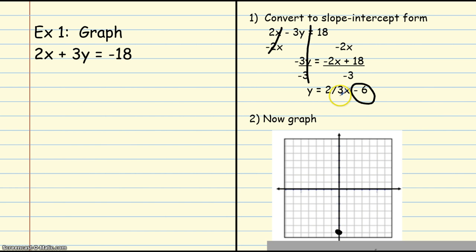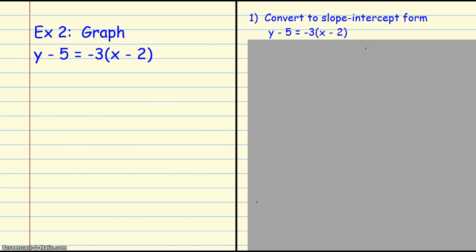And then our slope is 2/3. So this means we're going to go up 2 from our y-intercept, 1, 2, and we're going to go over 3, 1, 2, 3. Again, go up 2, over 1, 2, 3. And here we have our line, and we can connect our dots. You guys do a much better job drawing your line than I just did with mine. But here is how we would graph 2x plus 3y equals negative 18.